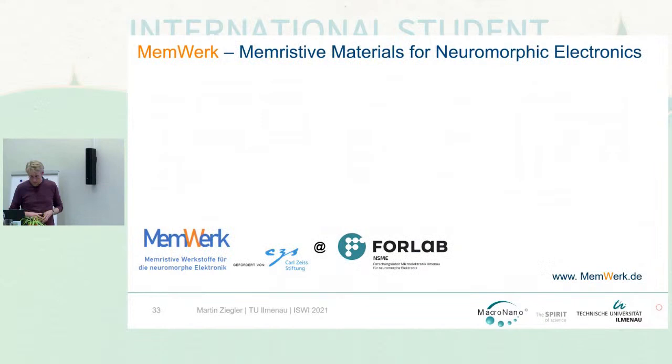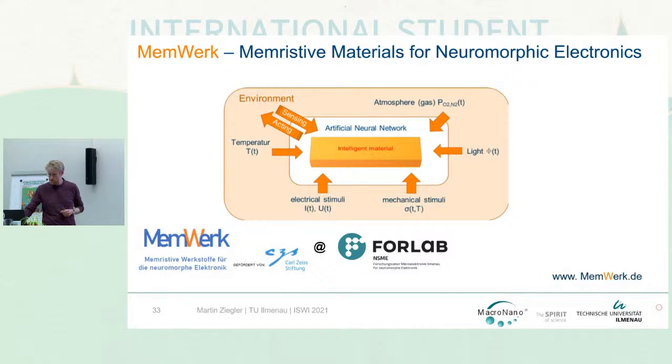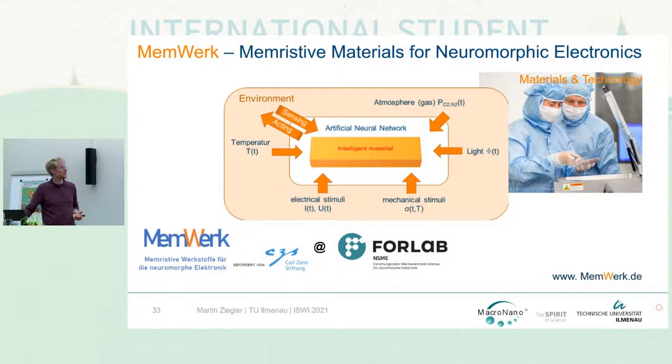And since you highlighted it, I should talk about the project we are doing, the project MemWork, Memristive Materials for Neuromorphic Electronics. Just shortly, we're working on that. What we are doing is designing new materials which are embedded in an artificial neural network. This artificial neural network should interact with the environment, for example, like the amoeba, with stimuli such as temperature. This requires new materials. These are the people in our labs working on new technologies to build new systems, new devices. We cannot work with the old techniques, but we can combine them.